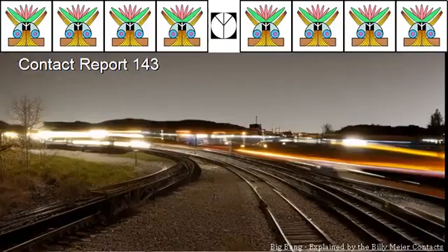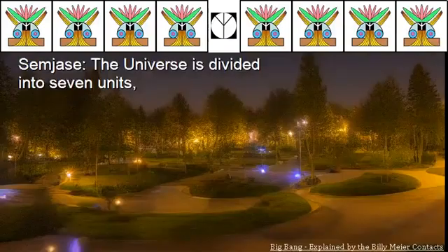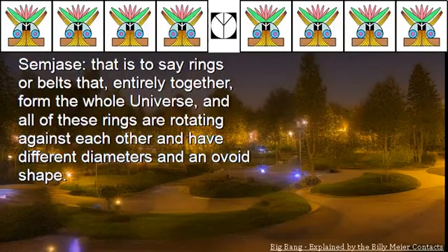Contact Report 143. The universe is divided into 7 units. That is to say, rings or belts that, entirely together, form the whole universe. And all of these rings are rotating against each other and have different diameters and an ovoid shape.